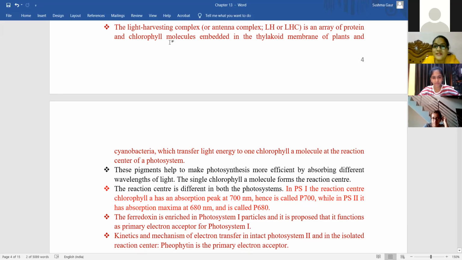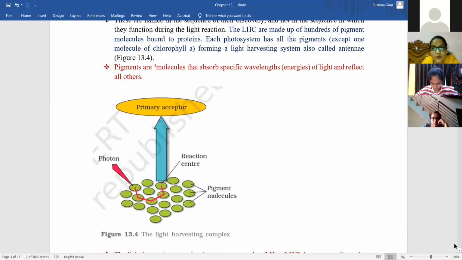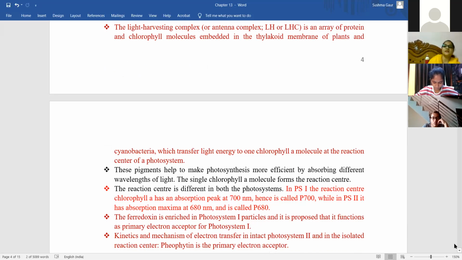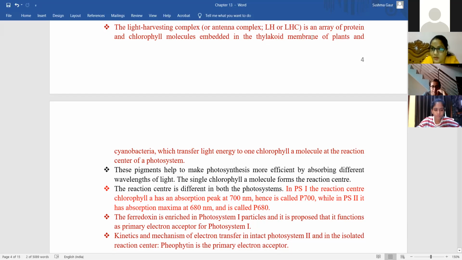So the light harvesting complex, or antenna, is an array of protein and chlorophyll molecules. The pigment molecules are the antenna, and the reaction center is chlorophyll A. They are embedded in the thylakoid membrane of plants. Do you remember what a thylakoid is? It's the structure that is present in the chloroplast. They are responsible for transferring light energy to one chlorophyll A molecule that is present at the reaction center of photosynthesis.